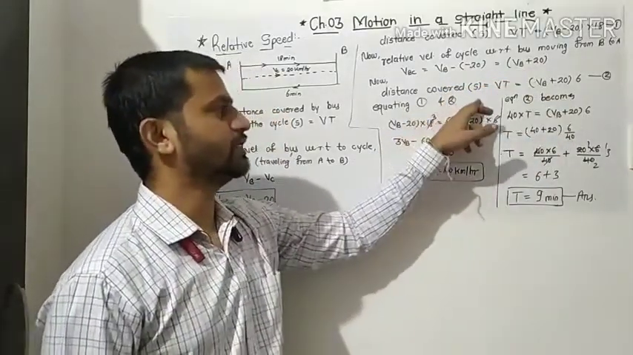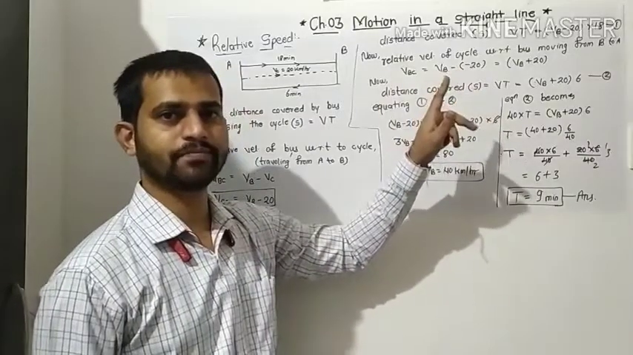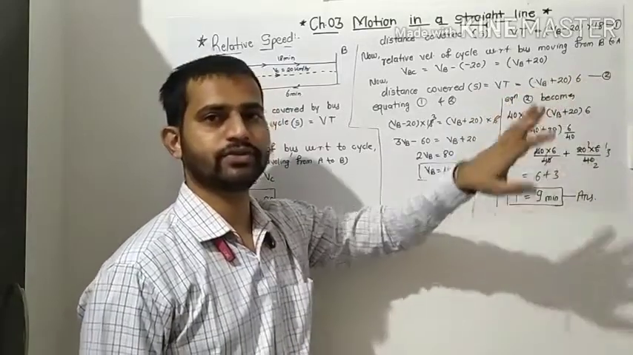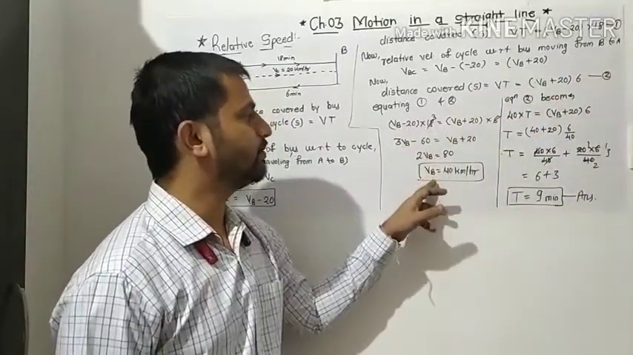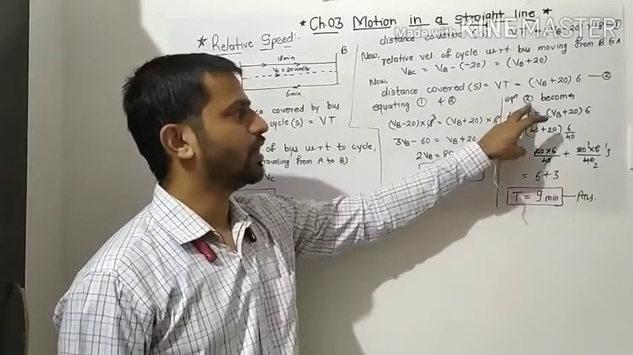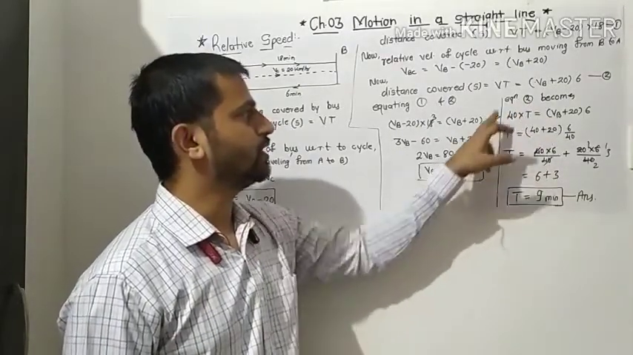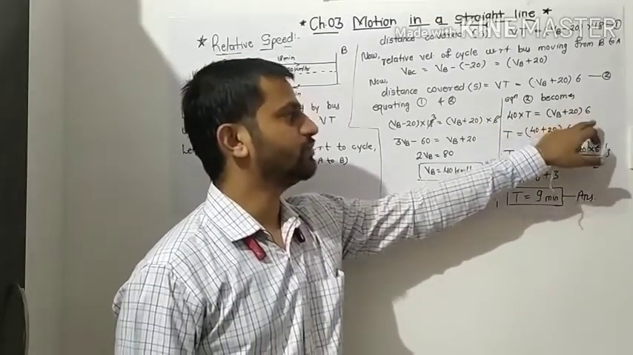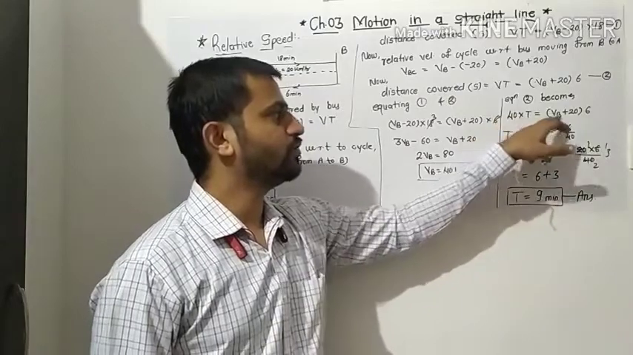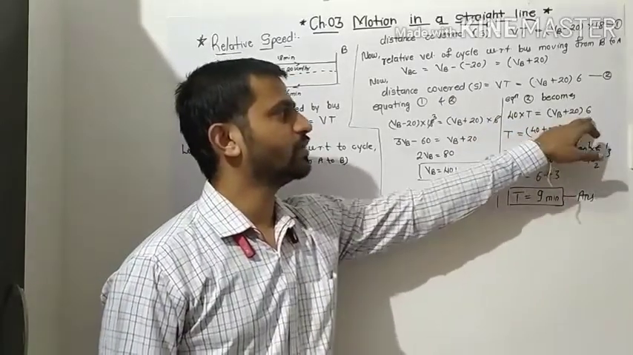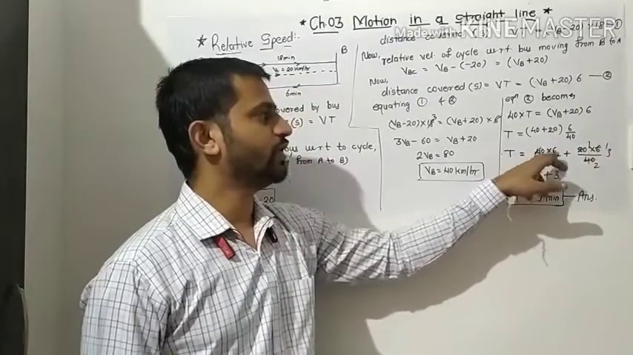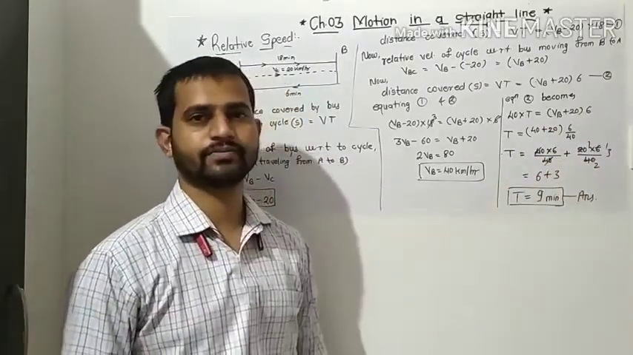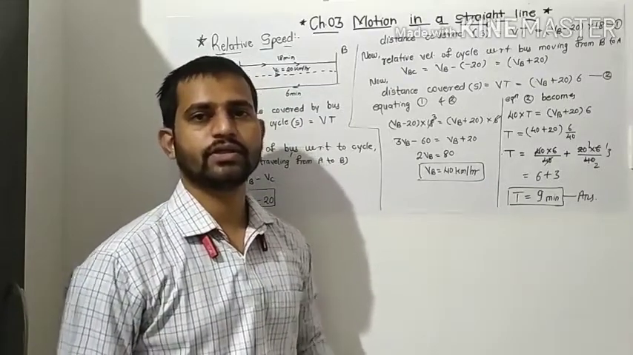So the distance covered is S. Both times it will be the same. So VT is equal to VB plus 20 into 6. And after equating we will get VB is equal to 40 km per hour. And if we take this VB equal to 40 in this equation, you will get 40 into T equal to VB plus 20 into 6. So if we take this 40 to this side, we will get 40 into 6 upon 40 plus 20 into 6 upon 40. 6 plus 3 is equal to 9 minutes. Okay, this is the answer for this question.